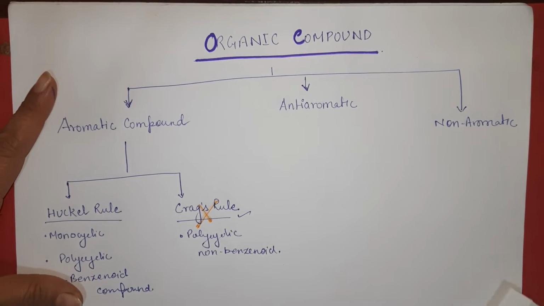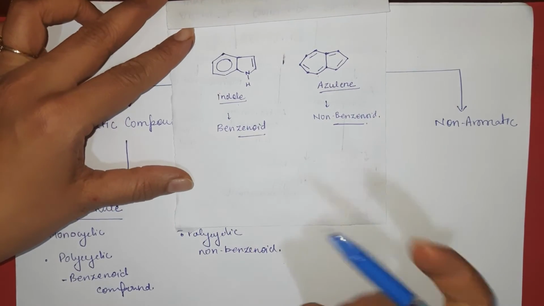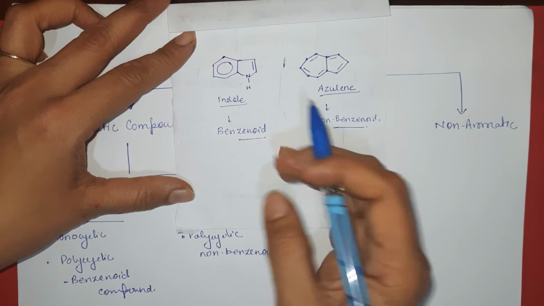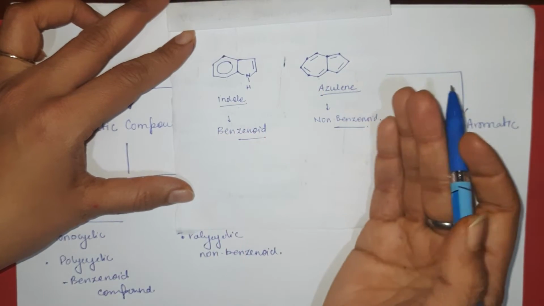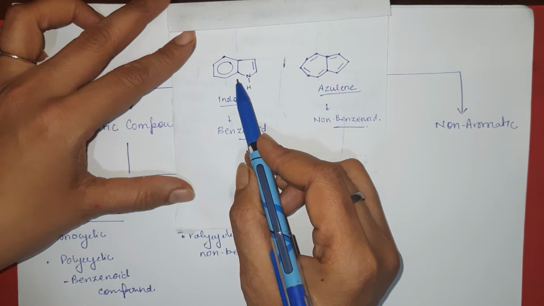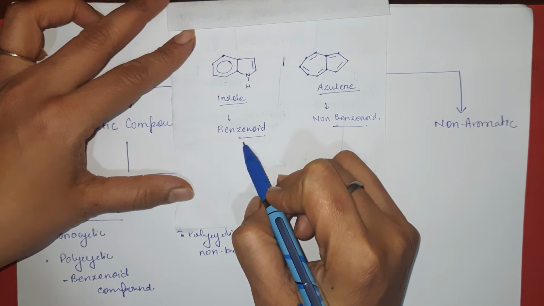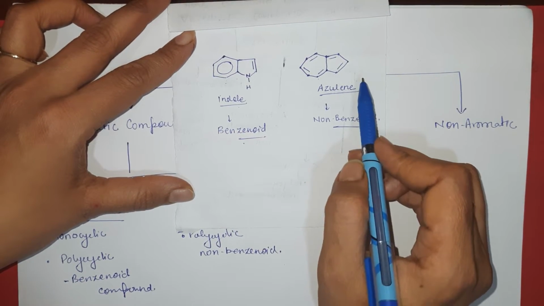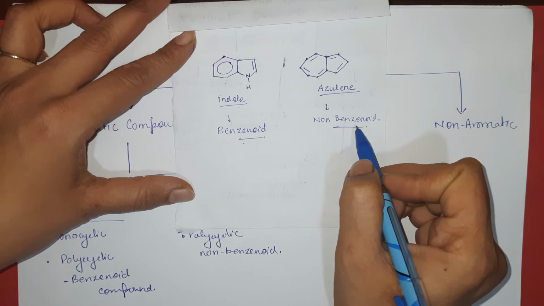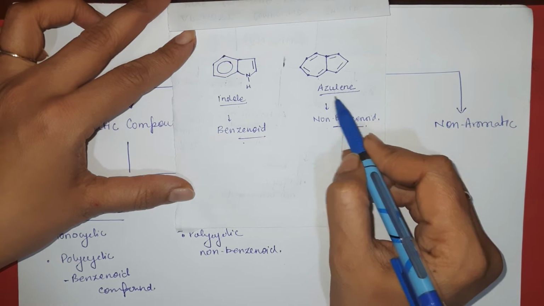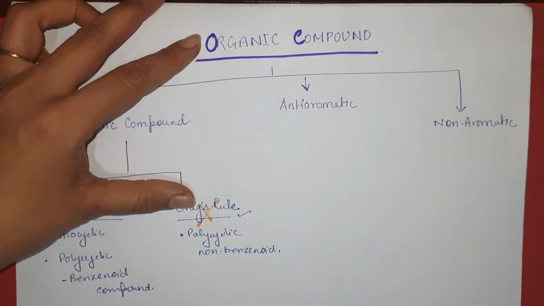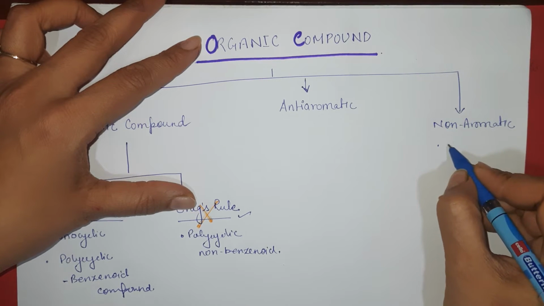Let's have a look at what is benzenoid and what is non-benzenoid. Polycyclic means having more than one ring. If one of the rings is benzene, then the compound is known as benzenoid. And if there is no benzene ring and it's a polycyclic compound, then it is known as non-benzenoid. Here are the examples of azulene and indole. You should remember this.